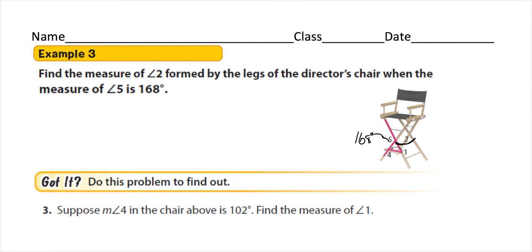Okay, so if I know that this one is here and this one's here, then we need to figure out what those are. Well, if you can recall back from lesson 6.2, we talked about supplementary angles. We learned that supplementary angles are 2 angles that have a sum of 180 degrees.